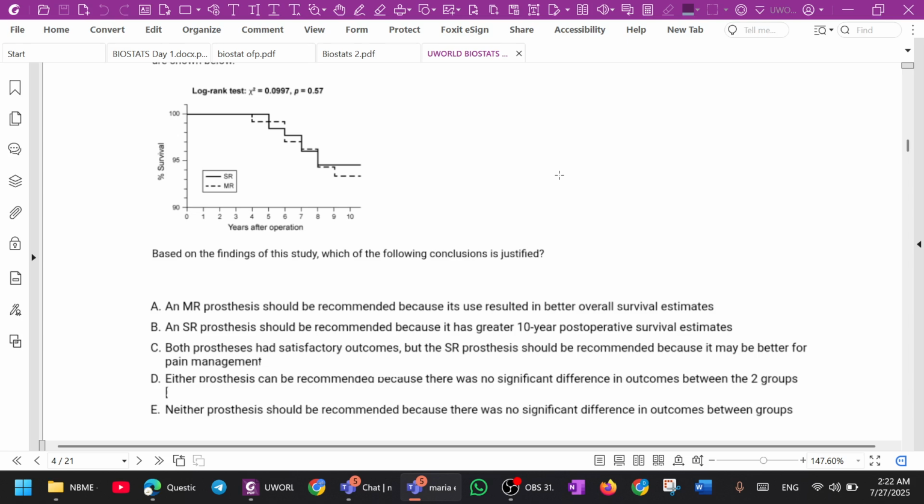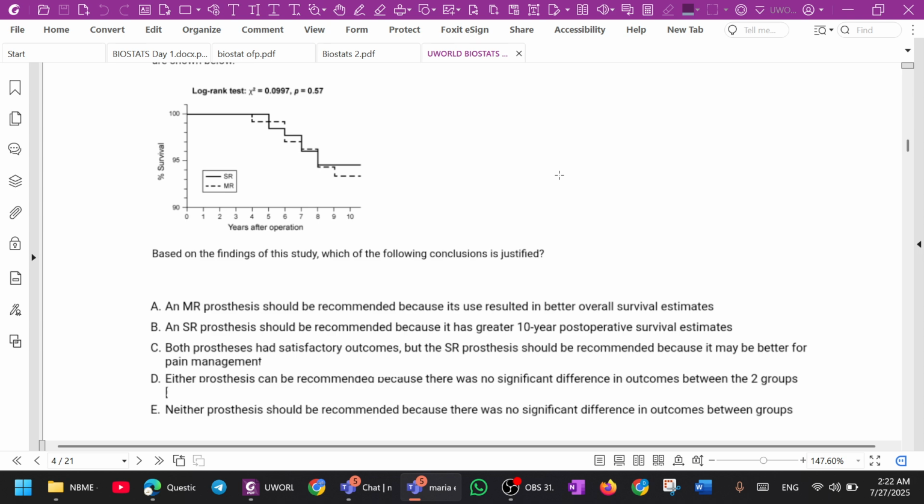It says no significant difference between the two groups, but this is false because the P is more than insignificant, 0.5. Yeah, so this is false. So we can delete this one. And then E, neither prosthesis should be recommended because there was no significant difference between the outcomes in the two groups. We know that this is false.